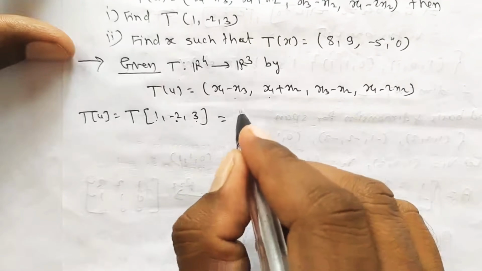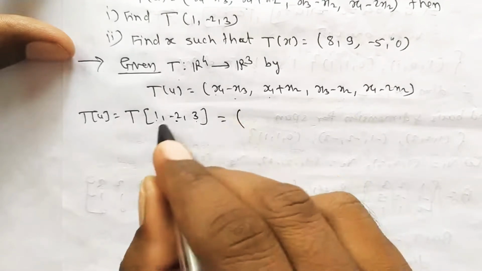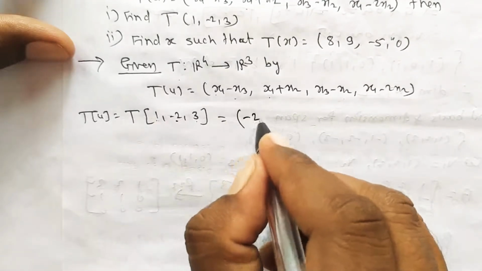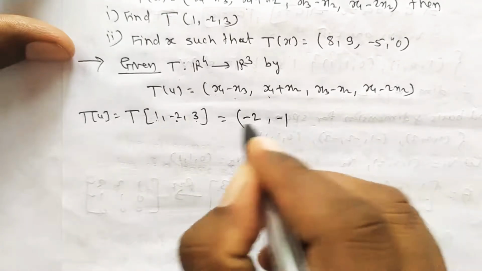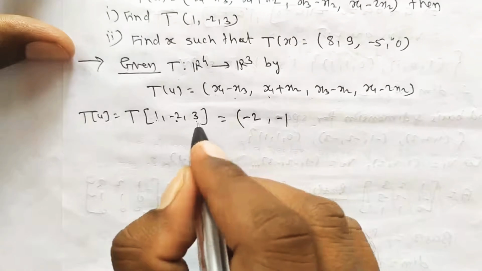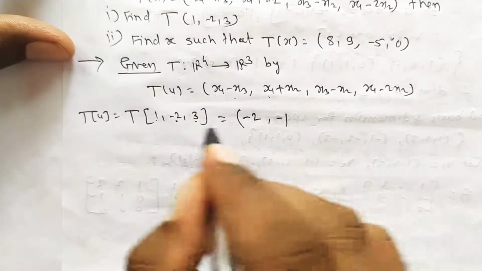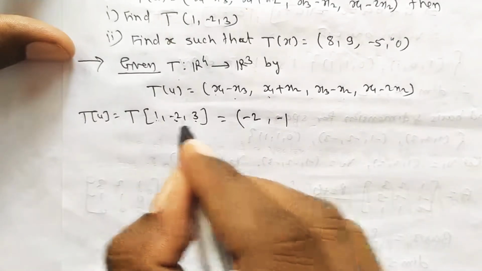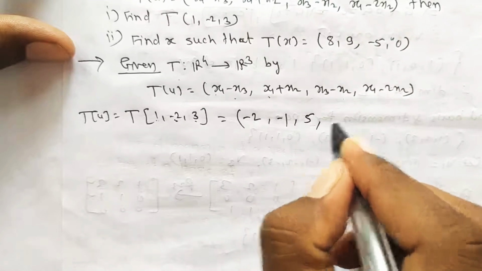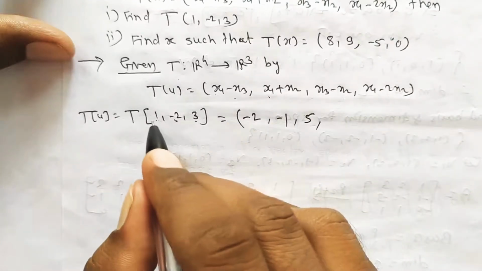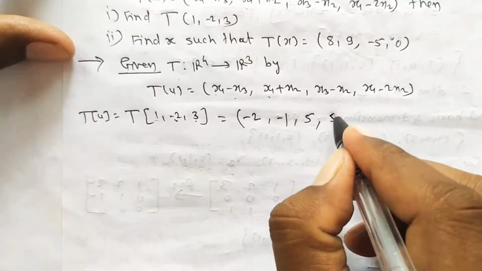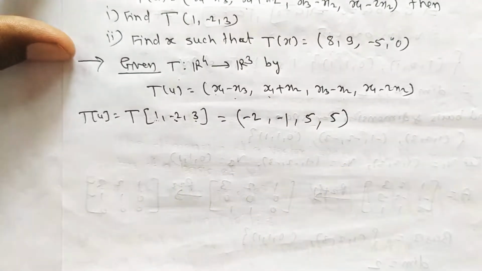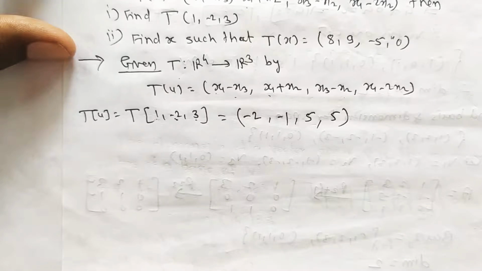If we put these values here, then we get x1 minus x3: 1 minus 3 is minus 2; then x1 plus x2: 1 minus 2 is minus 1; x3 minus x2: 3 minus minus 2, plus 2, is 5; and x1 minus 2x2: 1 minus minus plus 2 into 2 is 4, that is 5. So this is the value of T of (1, minus 2, 3).